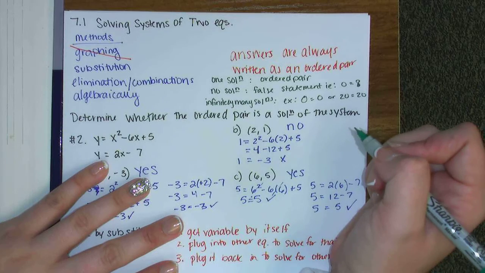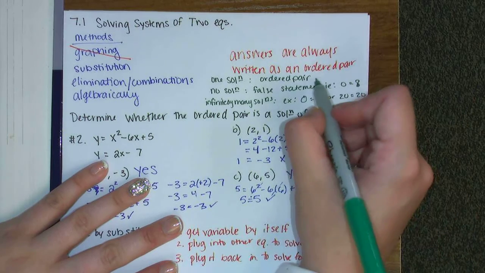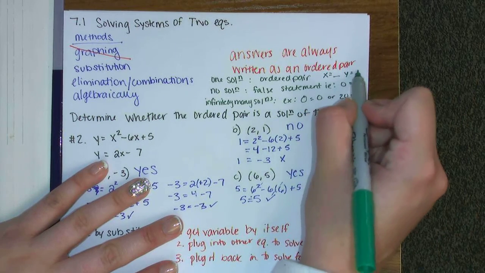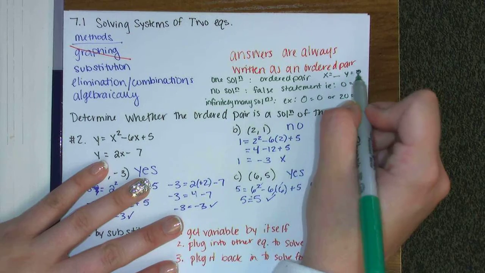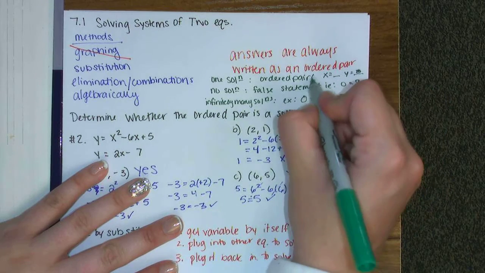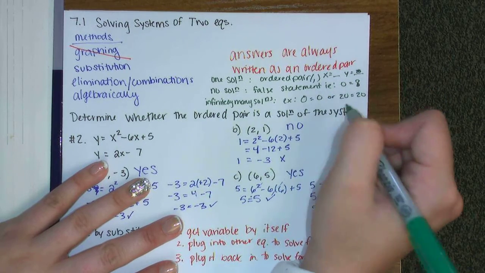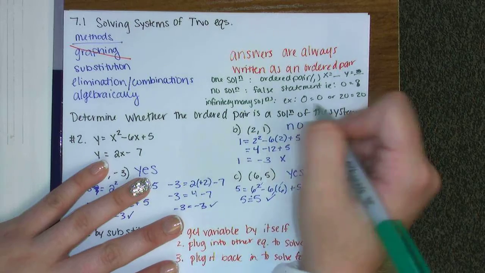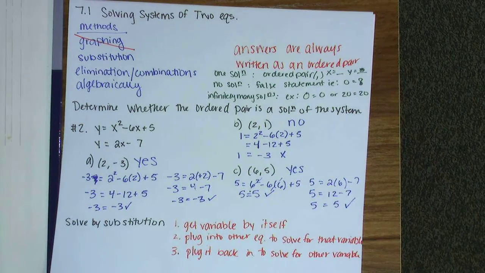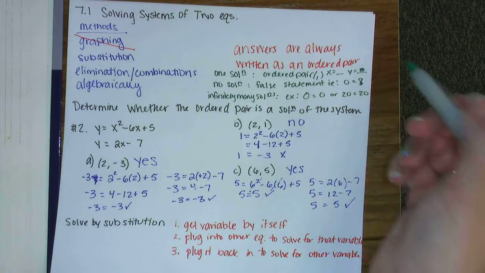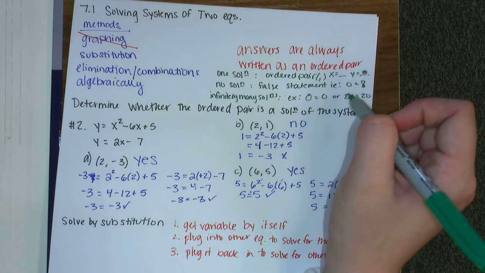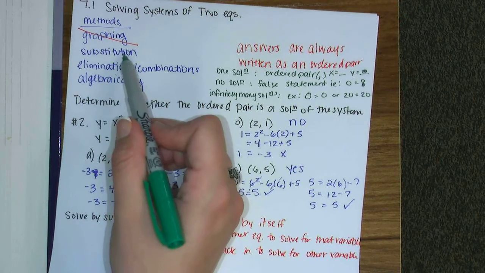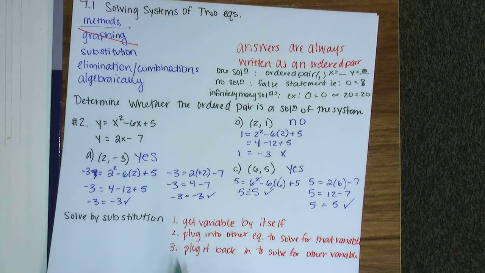So rather than being like with these ones, where you'd get x is equal to some value and y is equal to some value, and then you write it as an ordered pair, with these ones you just get either a false statement or something that's always true. So 0 is equal to 0 is always true, 20 is equal to 20 is always true. You've probably really only seen this come up with elimination, but this actually can occur with substitution as well, so just be aware of that.